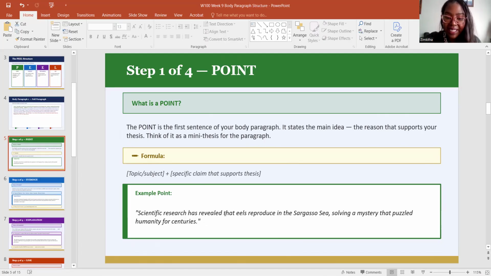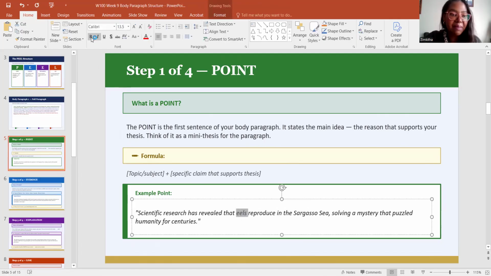So what is the main idea? Eels. This is the main idea. It's the same main idea in the introduction as well, okay? Reproduces in the Sargasso Sea. That is your controlling idea. It's going to tell us where eels reproduce. So you have your main idea and your controlling idea. That means the paragraph should only talk about eels, okay, the animal, the fish, and it should only talk about the location, only where, okay, nothing else, okay?